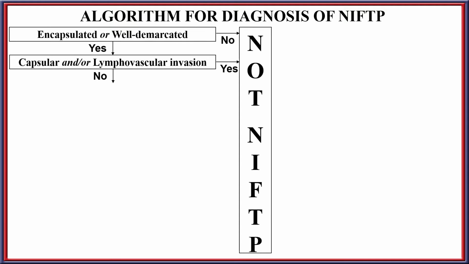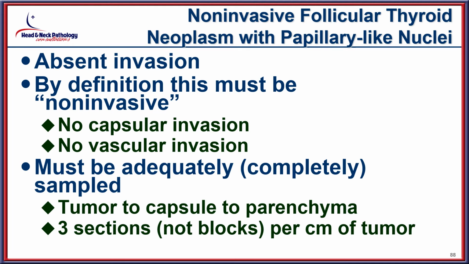Capsular and or lymphovascular invasion. The answer to this question needs to be no. That means if you have absent invasion, hence the name of non-invasive follicular thyroid neoplasm. The non-invasive is the first part of the name because that is the most important criteria, which means no capsular, no vascular invasion, whether it's lymphatic or vessel.